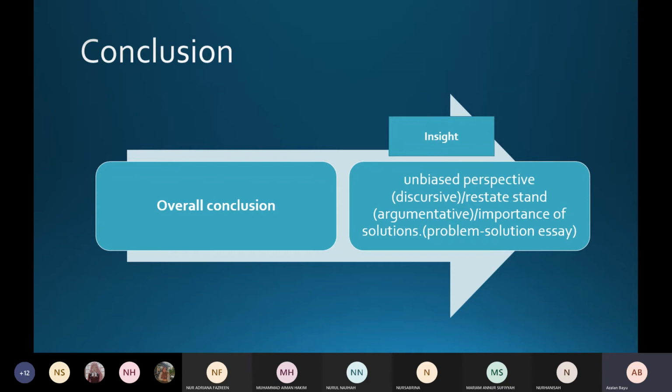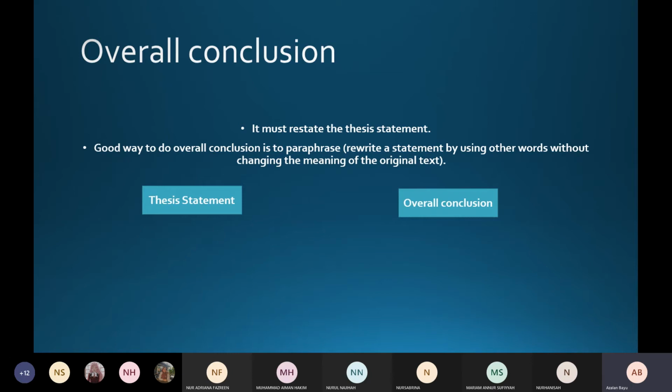Insight ni depend on essay lah. Kalau you buat discursive, you akan buat unbiased perspective. Kalau you buat argumentative, you restate the stand. Kalau you buat problem solution essay, you will mention the importance of the solution that you provide. Basically ada dua sahaja ayat. Tengok one by one. What is overall conclusion? Actually, it restates the thesis statement. Kalau conclusion sentence, dia restate topic sentence. Tapi overall conclusion ni, dia akan restate the thesis statement.